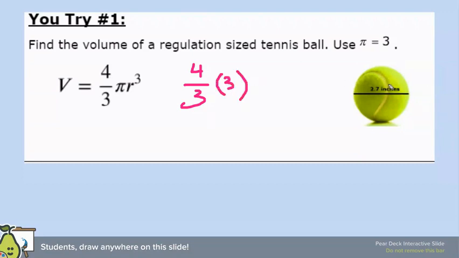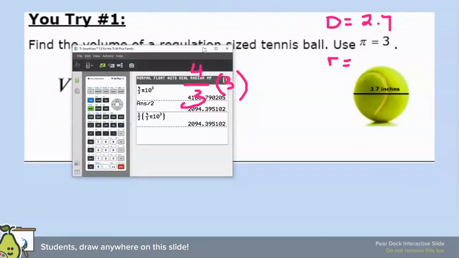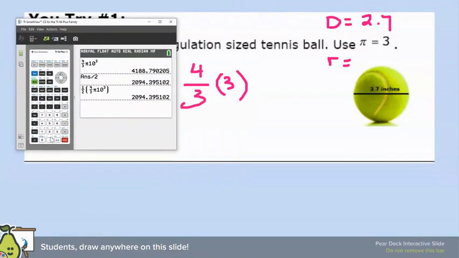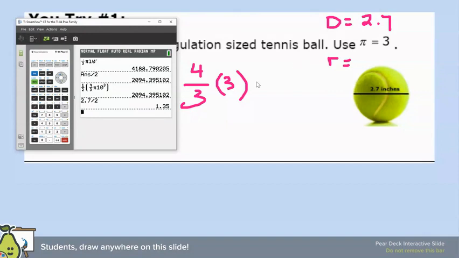And then we have our diameter, and our diameter is 2.7. So from that, we need to get our radius. And to do that, we need to divide our diameter by 2. So I'm going to grab my calculator, and I'm going to do 2.7 divided by 2, and we get our radius, which is 1.35.